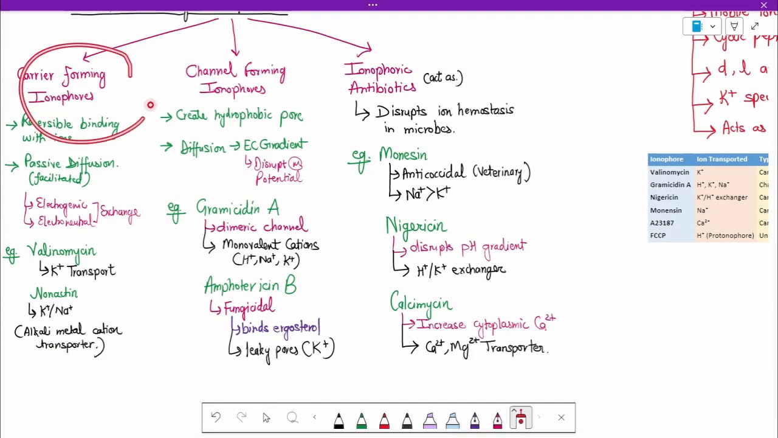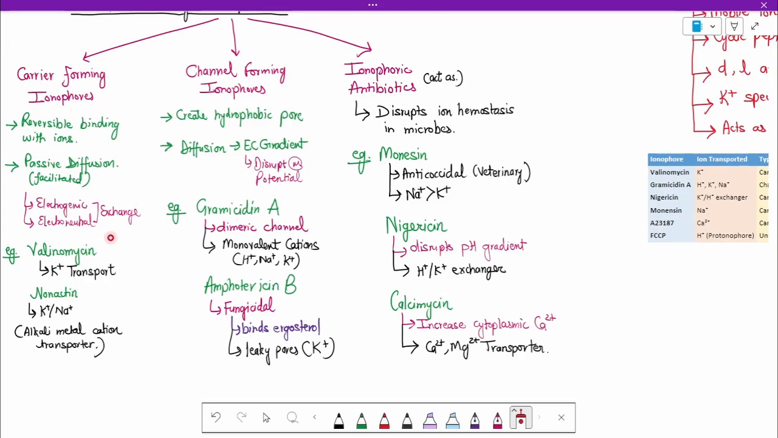Like any other transporter we studied so far, we will classify these ionophores into three main categories. They can be carrier forming ionophores, they can be channel forming ionophores, or they can be purely acting as antibiotics. Now these two can also act as antibiotics, but we have a separate category. Carrier forming ionophores show reversible binding with ions, and they show passive diffusion, and this diffusion can be either electrogenic or electroneutral, depending upon what type of transporter it is and what type of ion it is transporting.